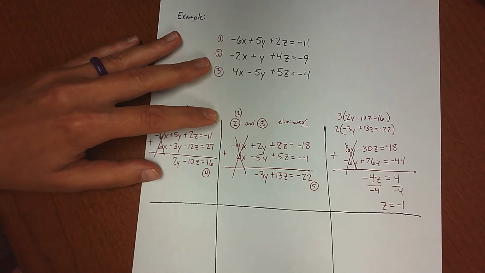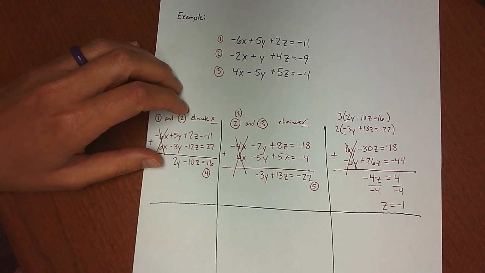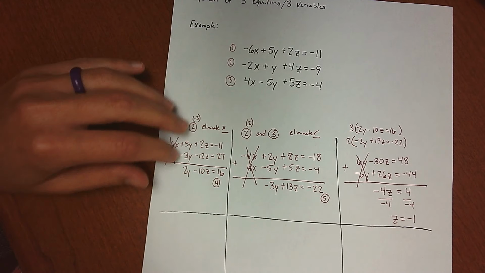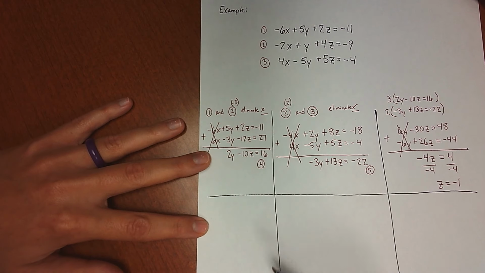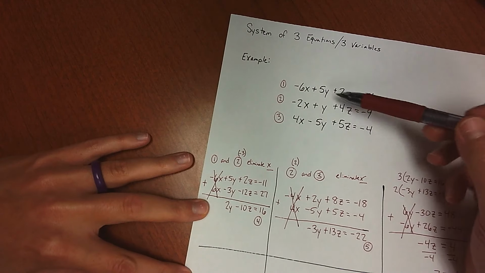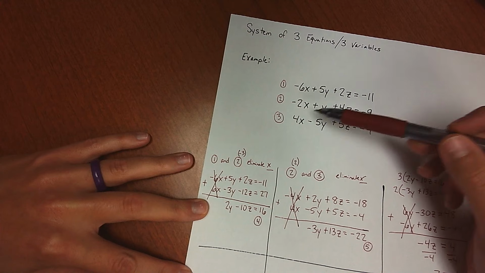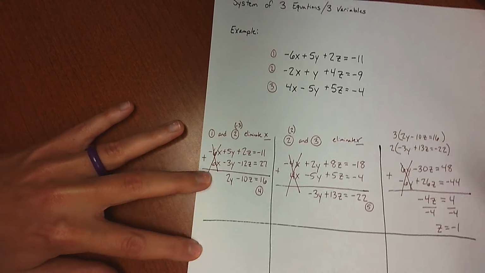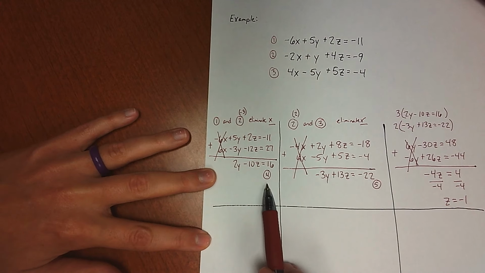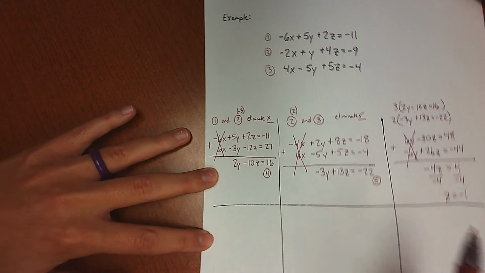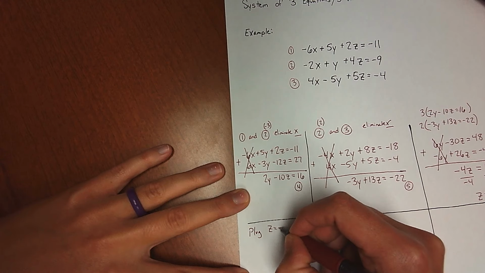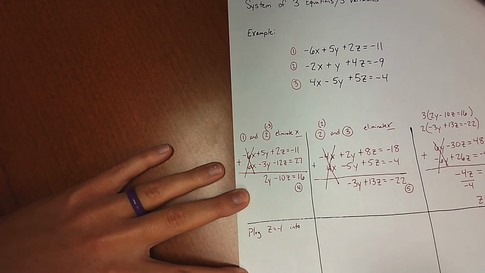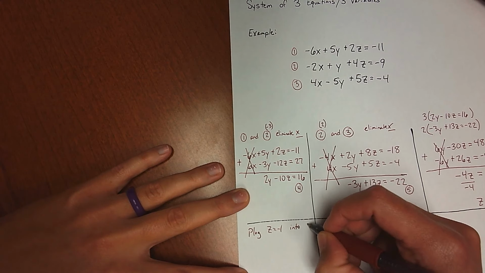All right, so there's one of our solutions. We got one of our variables. We had 3 of them. All right, so 2 to go. All right, so next what we're going to do is we're going to plug this back in. But we can't plug it back into one of the original equations because we'd still have 2 variables remaining. So what we need to do is plug it into either 4 or 5. So we're going to now plug z equals negative 1 into either one. I'm going to choose equation 4.